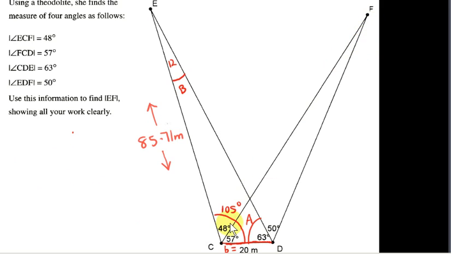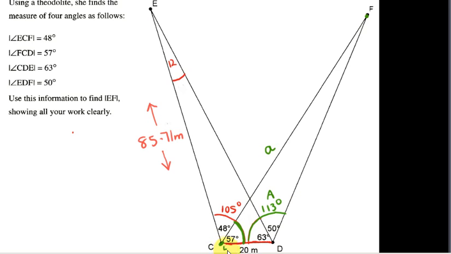Now let's look at triangle FCD. We have two angles in it. This angle here, which is 57 degrees, and this angle here, which is 50 plus 63. That's 113 degrees. We are going to get the distance of C to F next. We'll call this distance A. Call what we're looking for A. We're looking for a side, so we use small a. If this is small a, then capital A is 113 degrees.